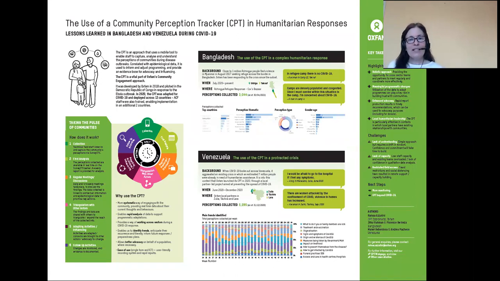I'm Raisa Zalini, the CPT coordinator for Oxfam, and I'm here to introduce you to the Community Perception Tracker, CPT, a new approach that we've used in the field throughout COVID-19. There's a huge amount to say about the CPT, but here's a really brief snapshot of what it is, how it works, and some lessons learned along the way.